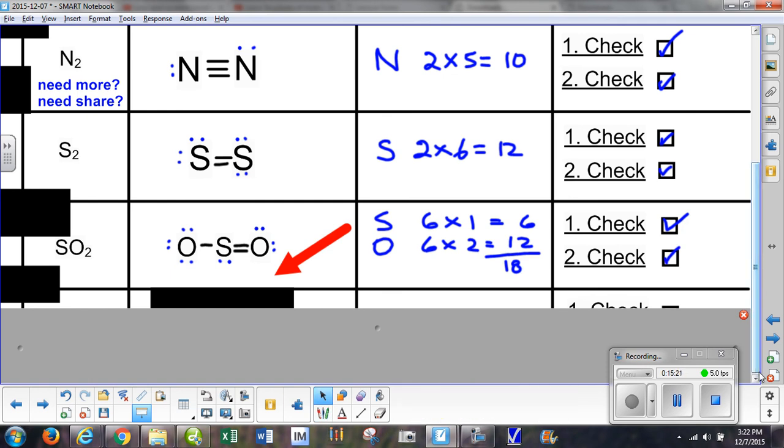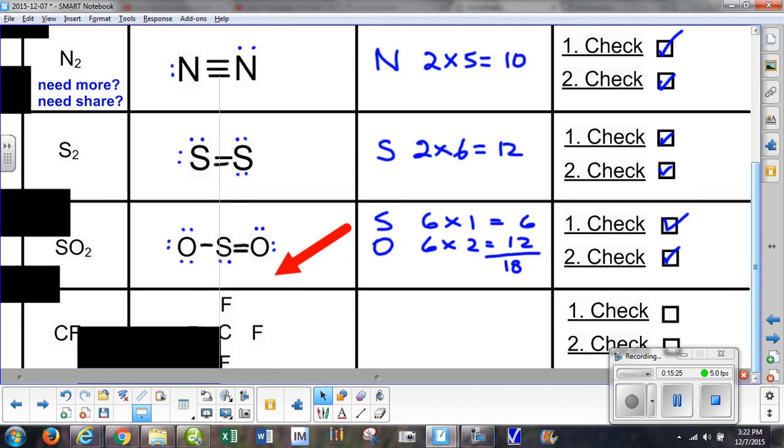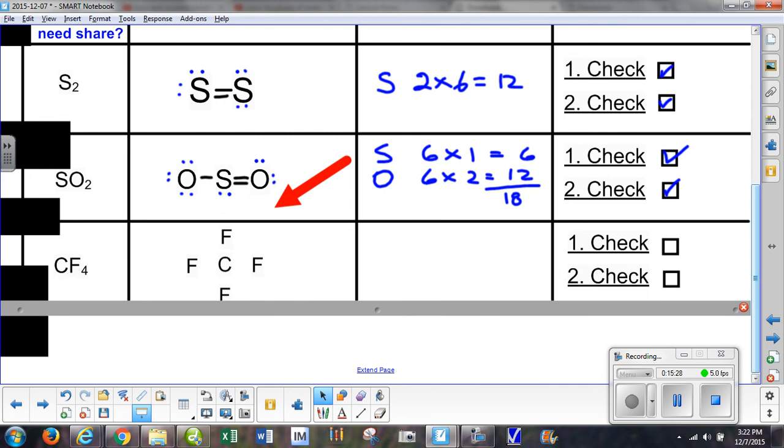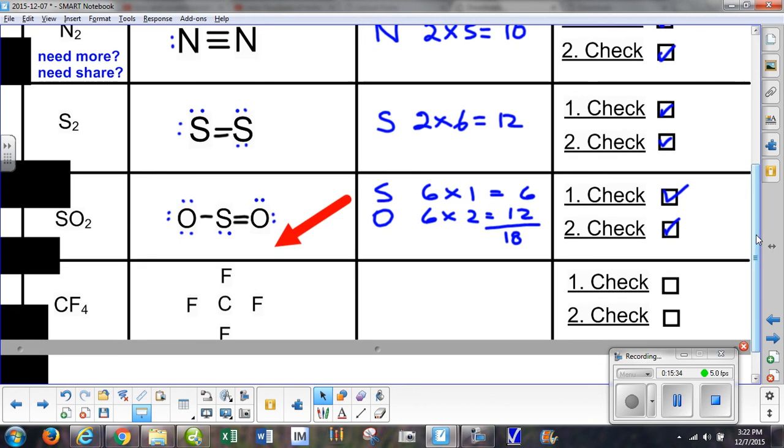Okay, let's do this last one. This is kind of an interesting one because now you have 4 atoms around the central atom. Okay, with 4 atoms around the central atom, we've got to put in bonds very first thing. 1, 2, 3, 4. Now our Lewis structure is knit together. And carbon is in the middle because it has a lower electronegativity than does the fluorine.